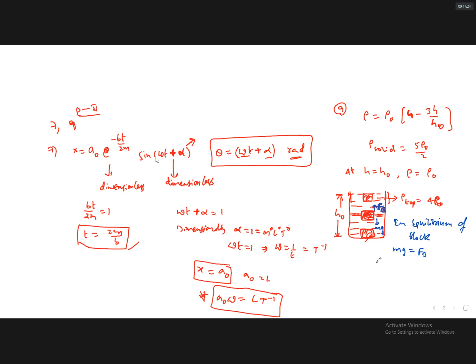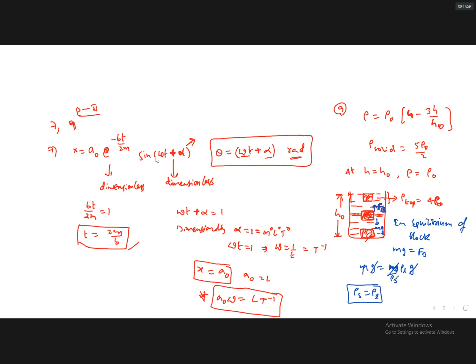A solid block of small dimensions of density 5 rho naught by 2 and mass m. Volume is equal to mass by density. So here mg is equal to buoyancy, which is the volume of the solid into density of the liquid into g. Volume we write as mass by density of the solid. Therefore m gets cancelled, g gets cancelled. Therefore in equilibrium, the density of the solid is equal to the density of the liquid.